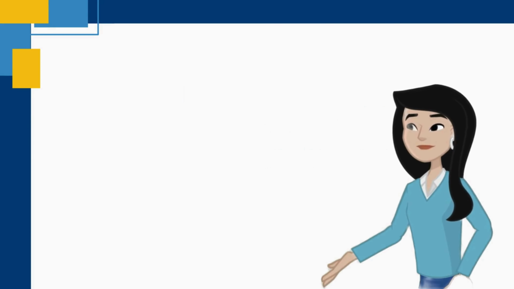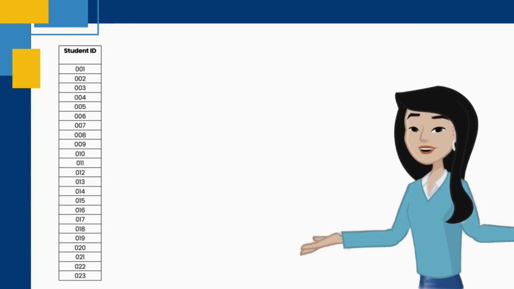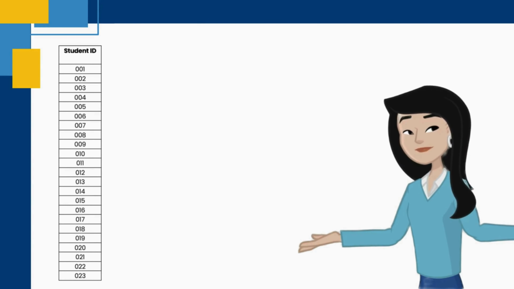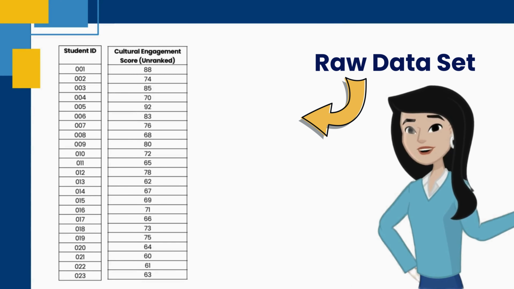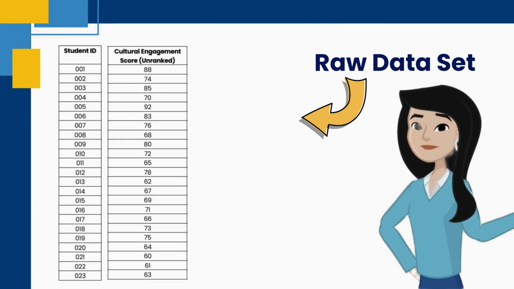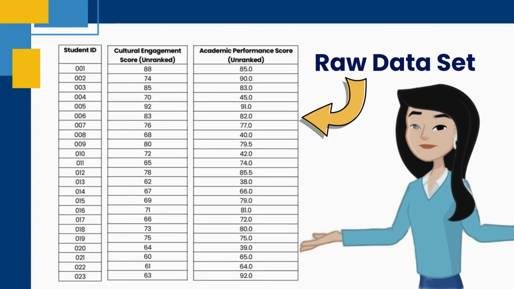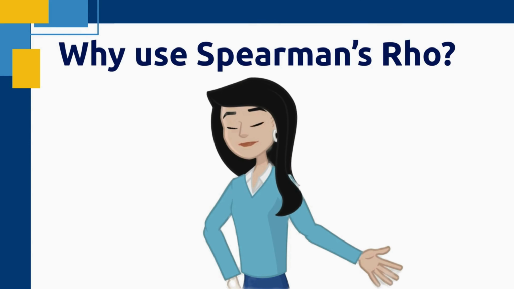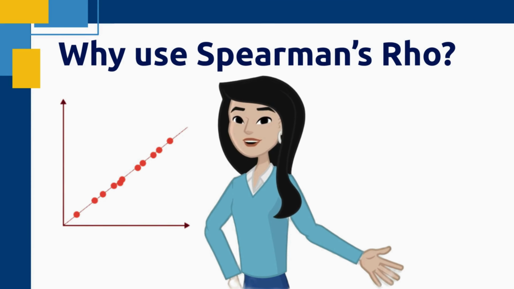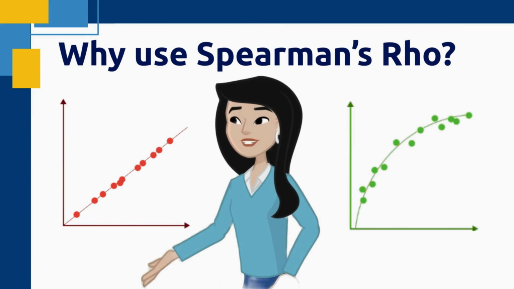To explore this, we surveyed 23 IP students and collected two sets of data for each student. Cultural engagement score, based on how actively they participate in cultural events. Academic performance score, based on their general academic performance in class. Why use Spearman's Rho? Because we're not assuming a perfectly straight line relationship. We just want to see if there's a consistent trend.